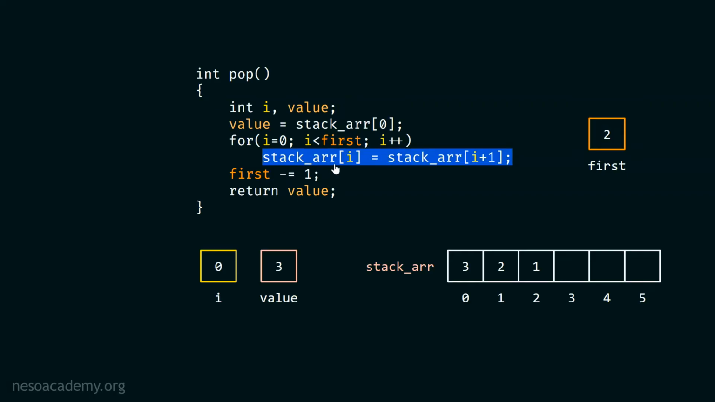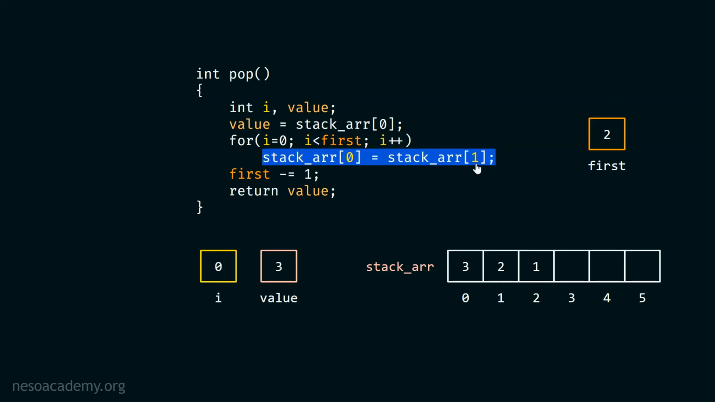Here we have stack ARR I equals stack ARR I plus 1. Here first we have to shift this element towards left. This means stack ARR I must be replaced by stack ARR I plus 1, or in other words, stack ARR 0 must be replaced by stack ARR 1. This is the first step, right? You can see I is 0, therefore this will get replaced by 0 and this will get replaced by 1.